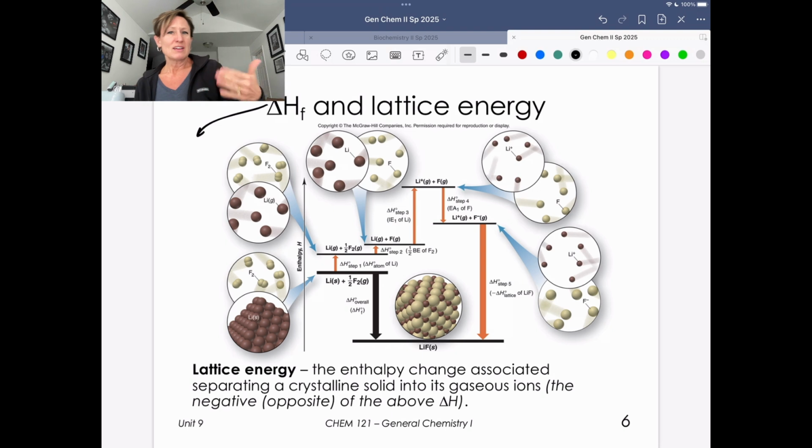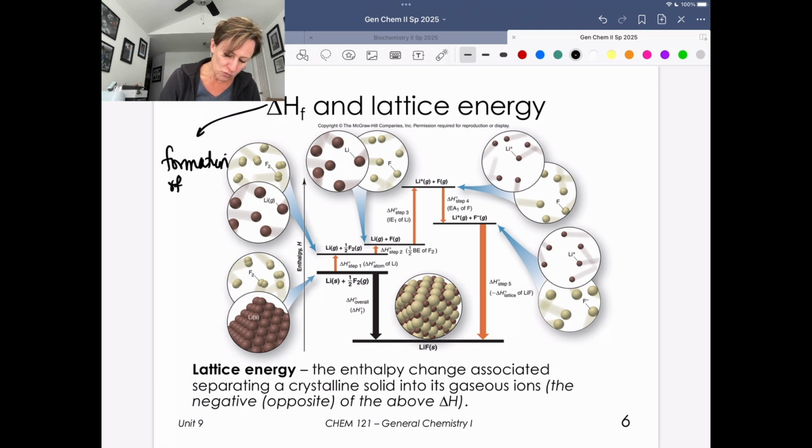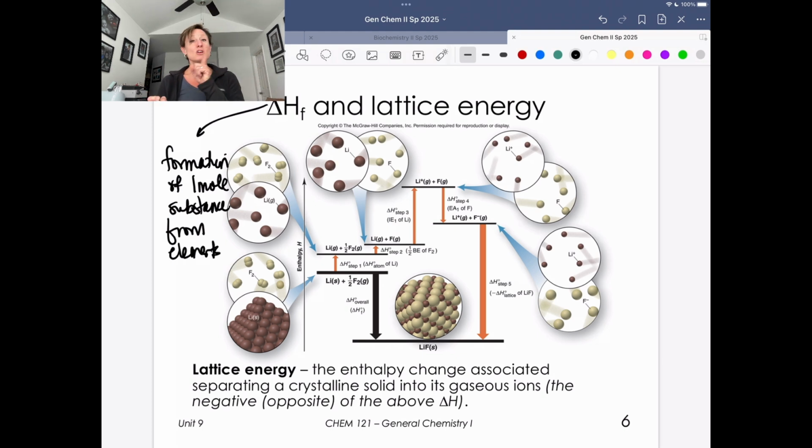So delta H is a way to measure energy. H is enthalpy. It's a way to measure bond breaking or making in chemical processes. So when we talk about delta HF, here's what I want you to remember. It allows us to think about an equation. It is the formation of 1 mole of a substance from its elements. Okay, so let's look at the process that we have here.